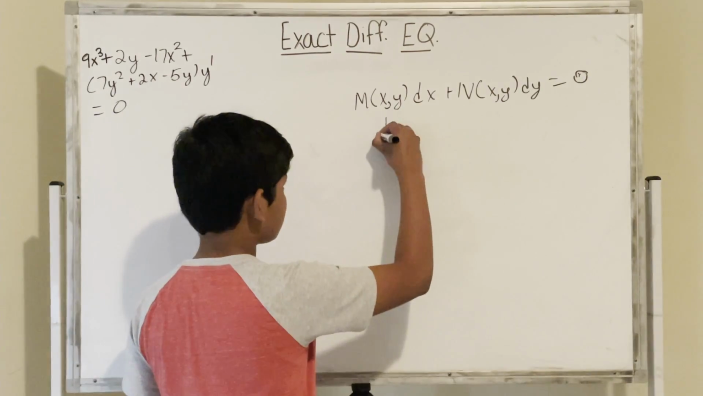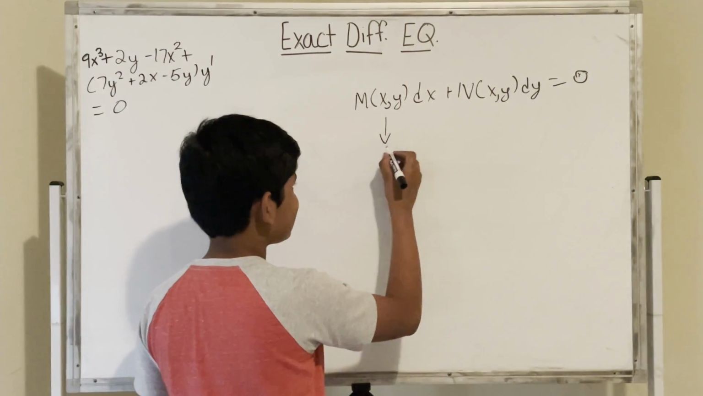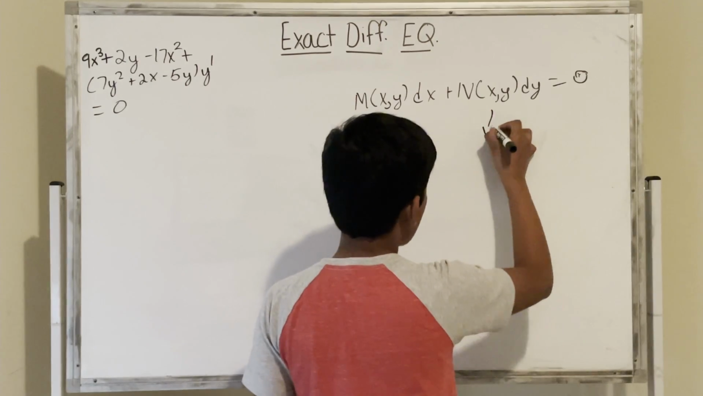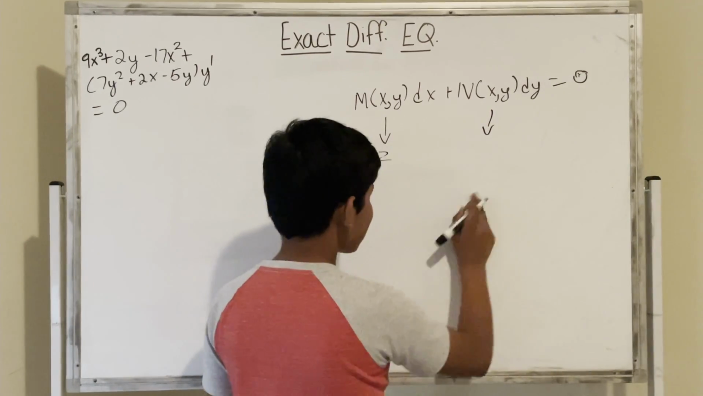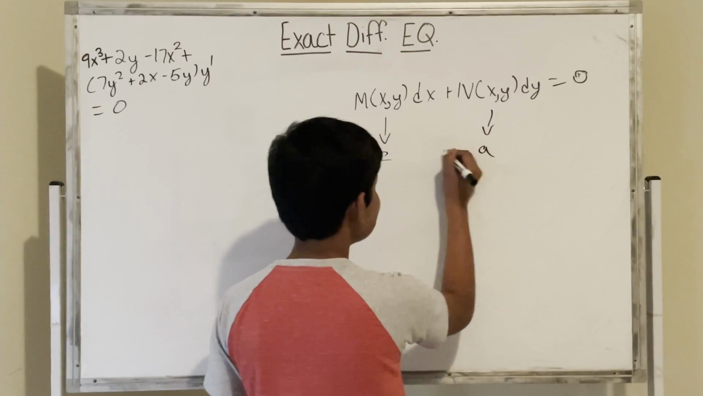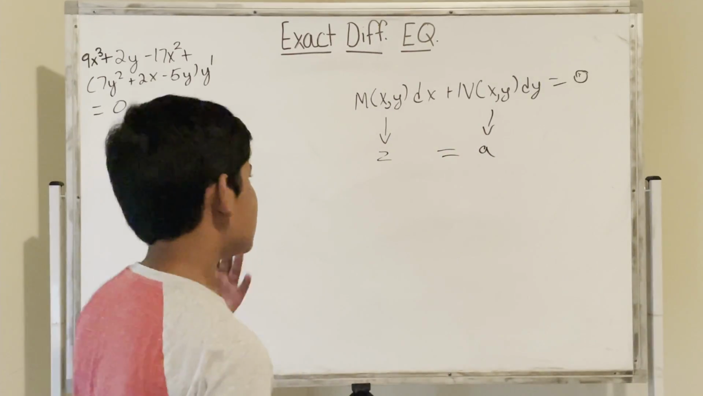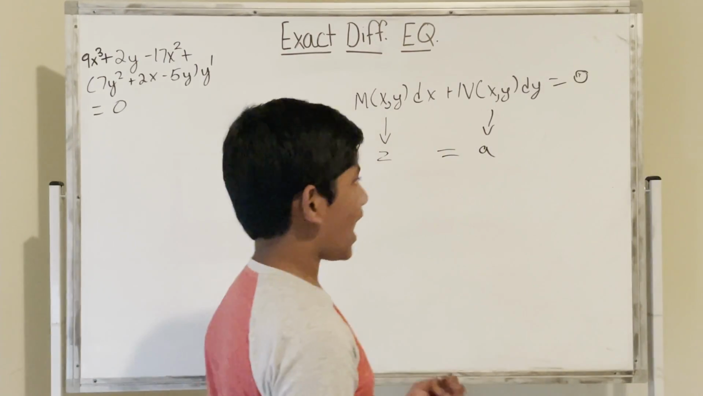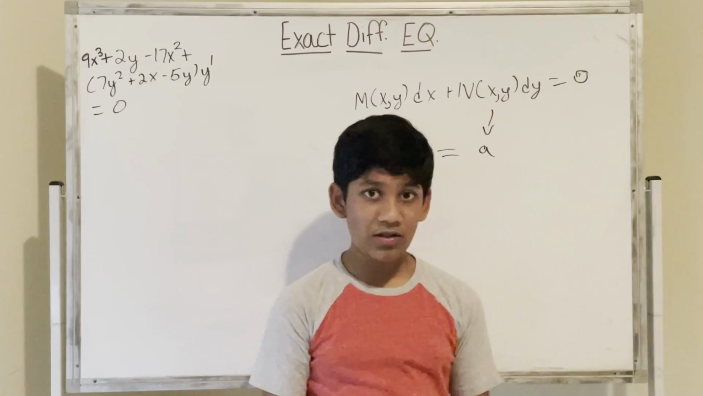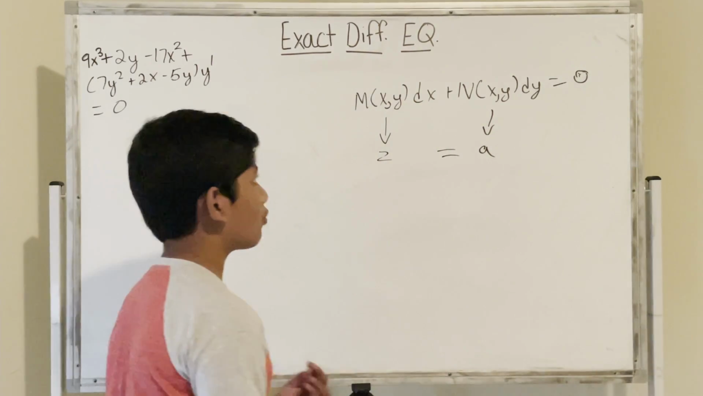When we take the partial derivative with respect to y, we get, let's say, z. And when we take the partial derivative with respect to x over here, we'll get q. And z and q must be equal. So this is a trait of the exact differential equation which it's going to follow. So this is a type of differential equation too.